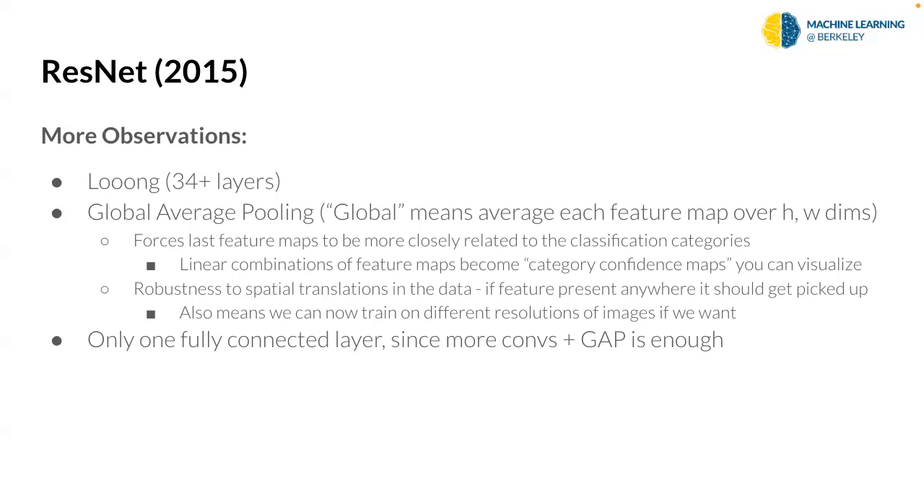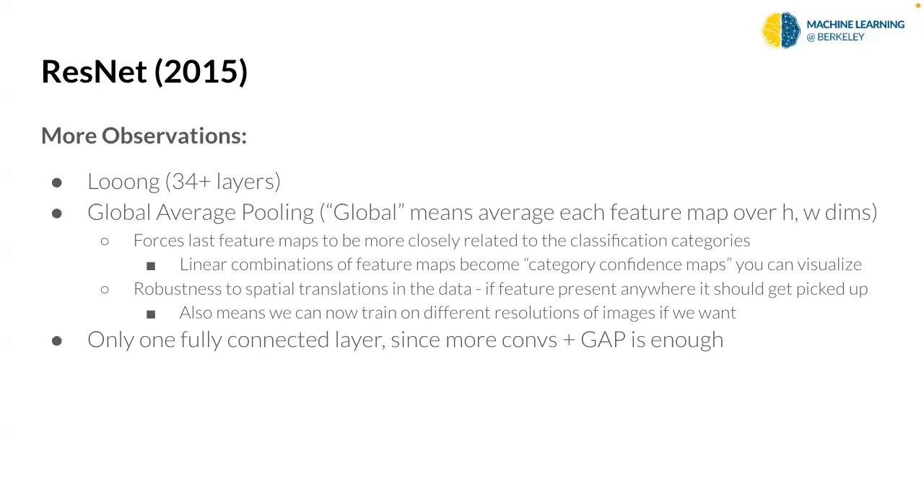And this also means we cannot train on different resolutions of images if we want. Let's say we feed a 512 by 512 image, it's going to get down, let's say, to like 4 by 4 by 512 features. So global average pooling is going to average it down to 1 by 1 by 512. If you feed an image that's 1024 by 1024, so twice as big, it's just going to be an 8 by 8 by 512 feature map at the end. The global average pool still becomes 1 by 1 by 512.